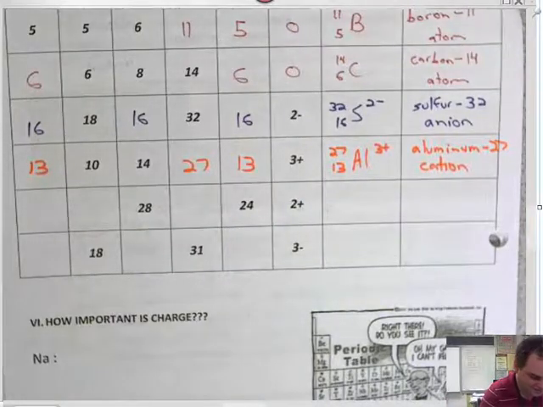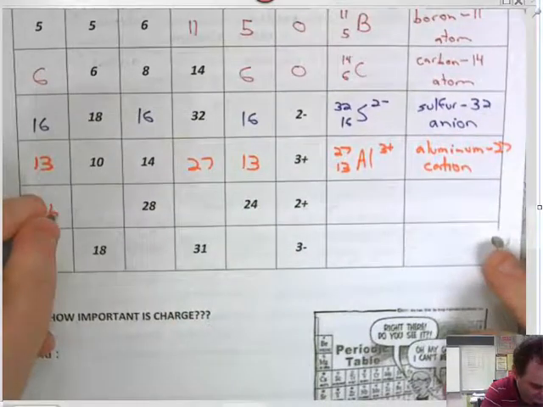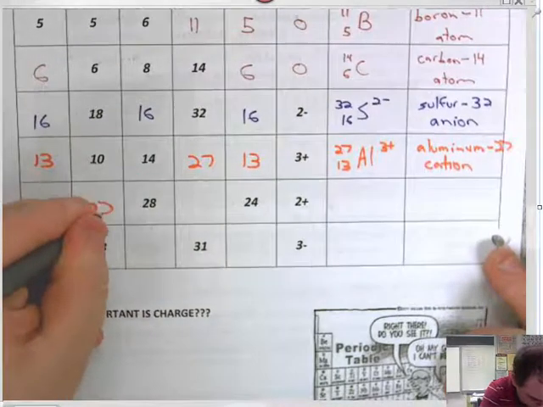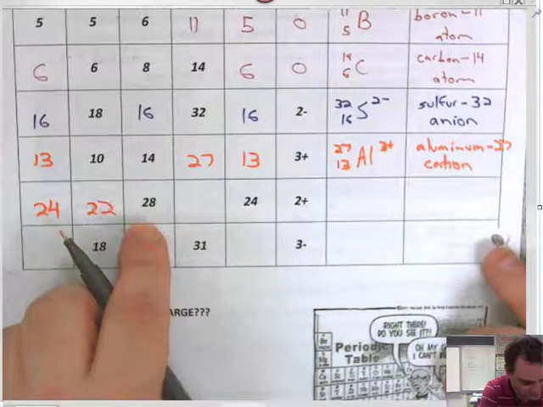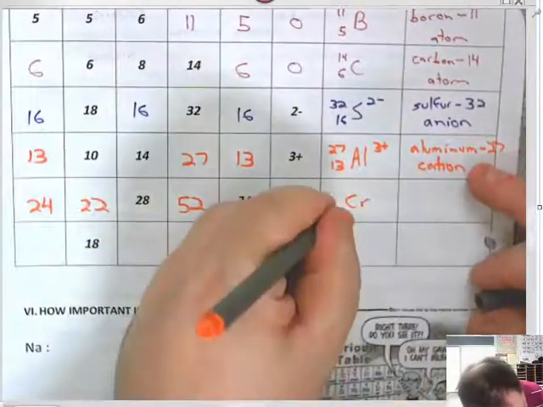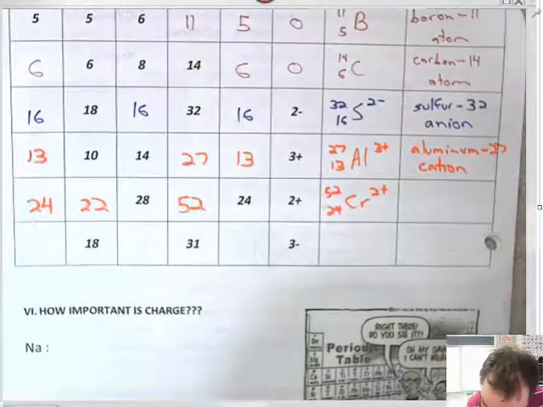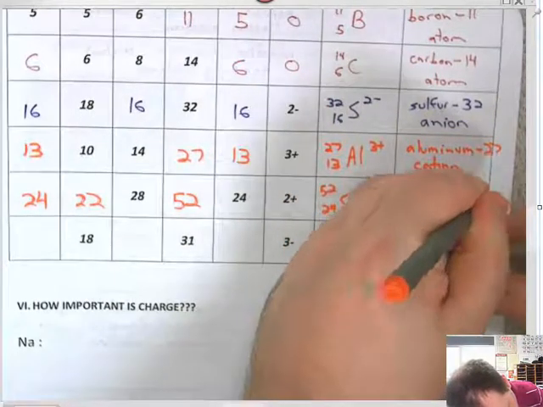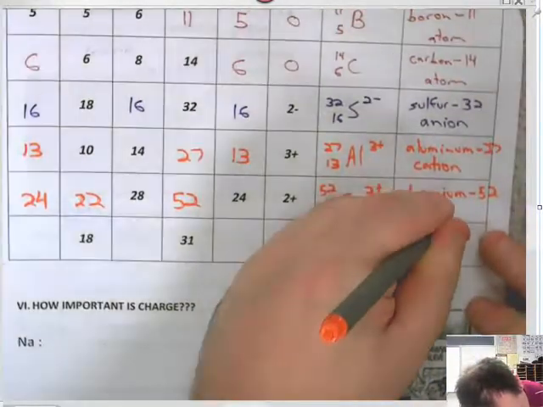Next one here. Oh, they give me the atomic number. Atomic number is the number of protons, 24. 24 minus what is plus 2? 22. Mass number, 24 plus 28, 52. Everybody loves some good chromium. 24, 52, 2 plus. Chromium-52. And that is a cation.